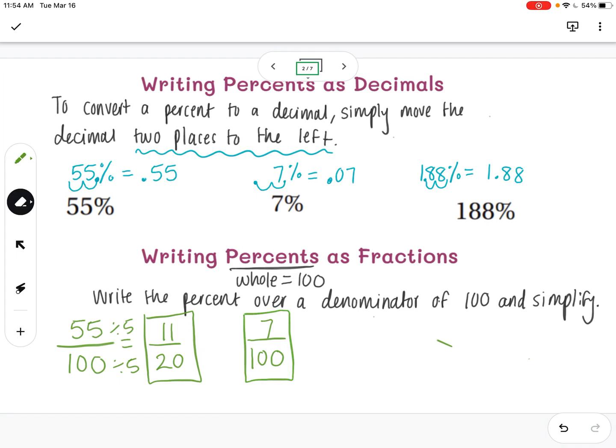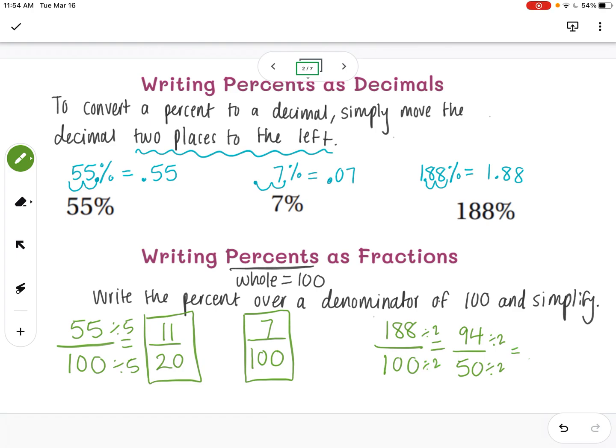And then what about 188%? Well, I write 188 with the denominator of 100, but hold on. The top is bigger than the bottom. Yep, so we'll have to convert to a mixed number once we simplify. All right, so you can do it either way here. You can simplify first and then do it the other way. I can tell right off the bat that these have a common factor of 2 since they are both even. So this would give me 94 over 50, and I could tell once again that they have a common factor of 2.